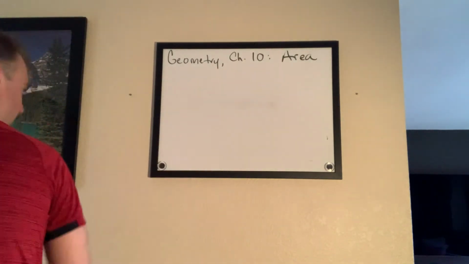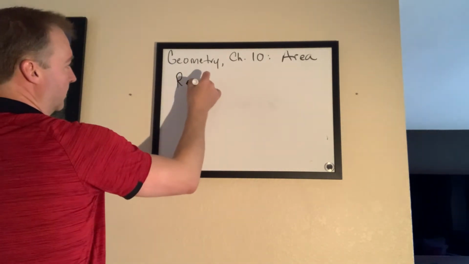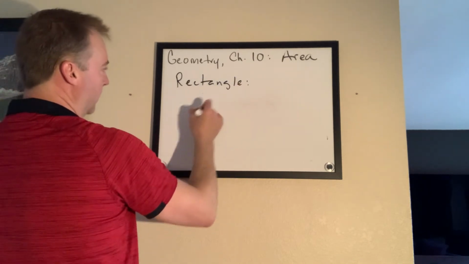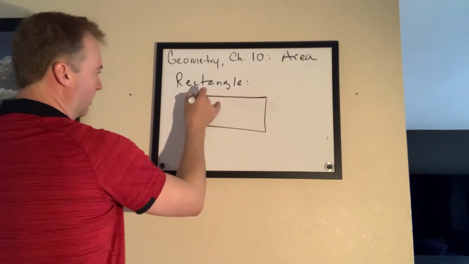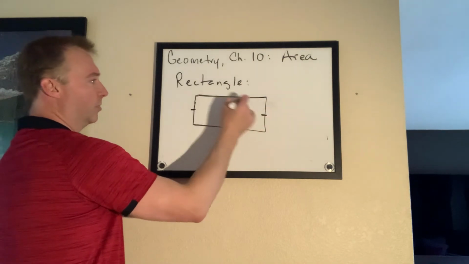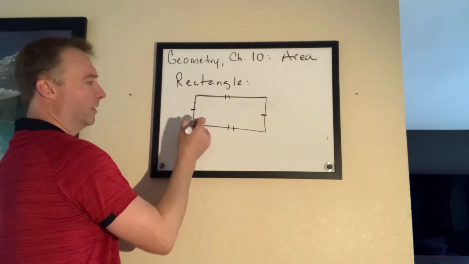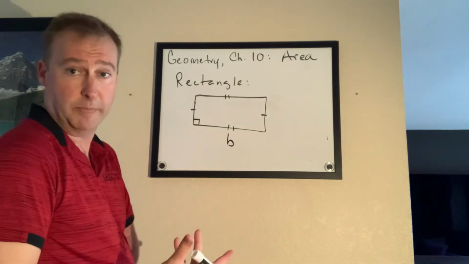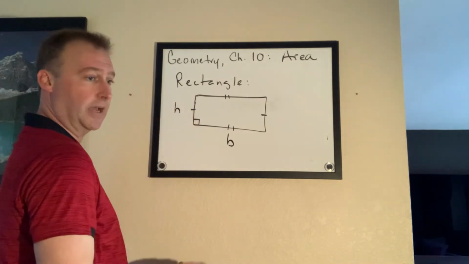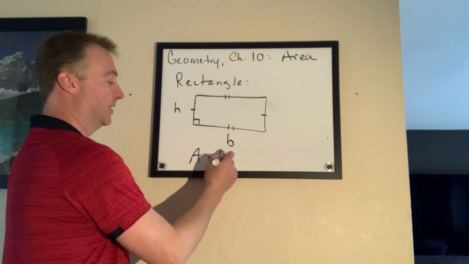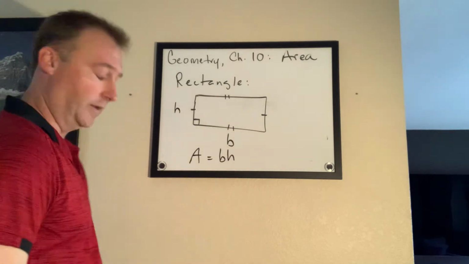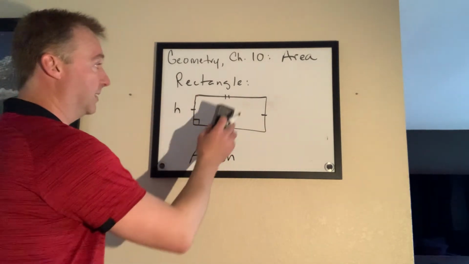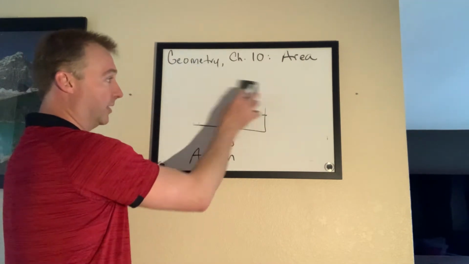Rectangle, again, always label appropriately. There's a rectangle. One of the dimensions is the base, and the other dimension is the height. Area equals base times height. From there it's pretty easy to see that that's going to be the same formula for a parallelogram.